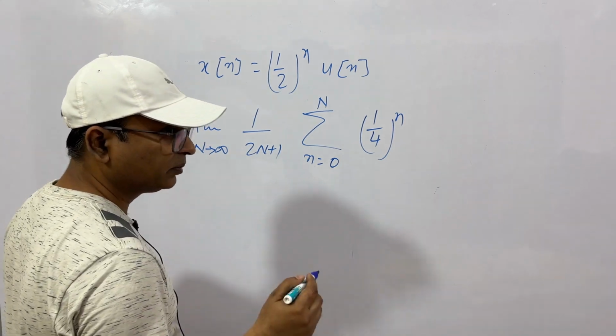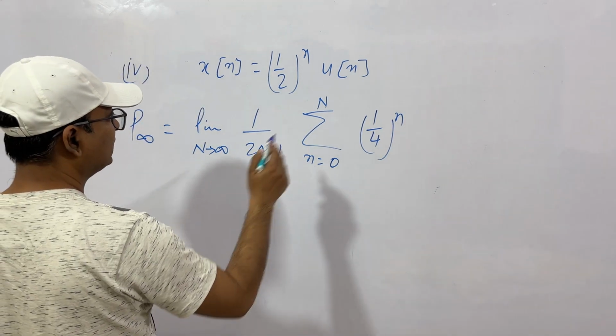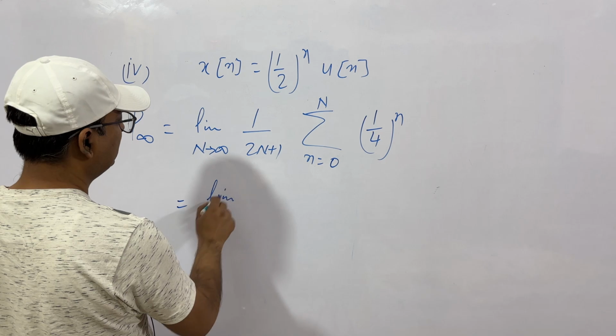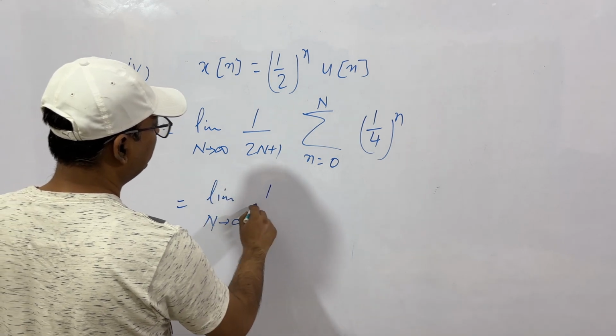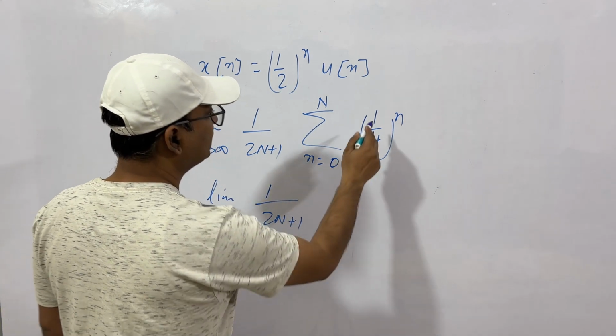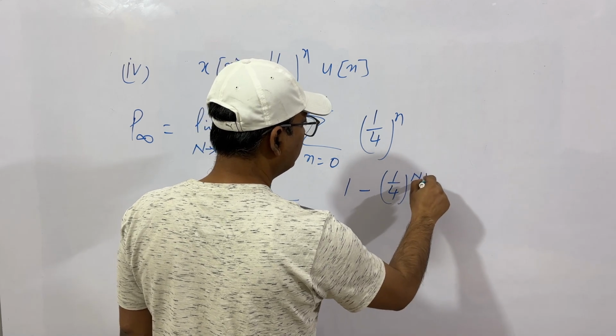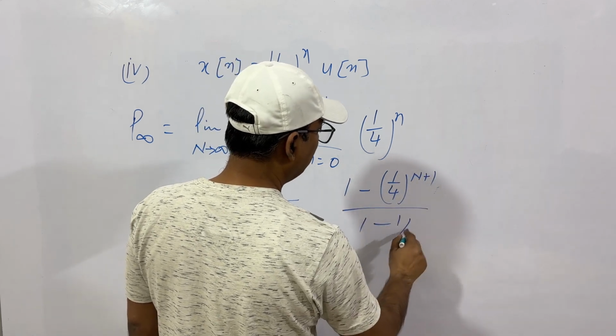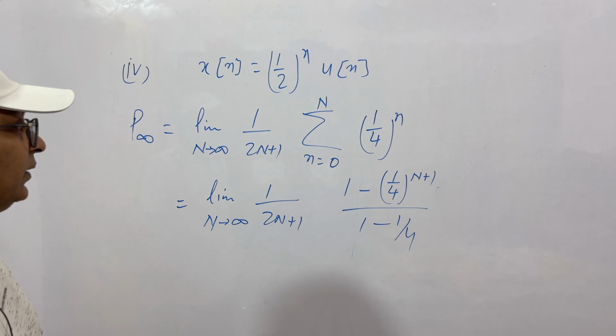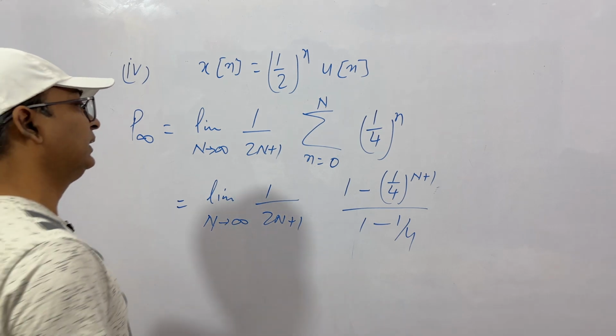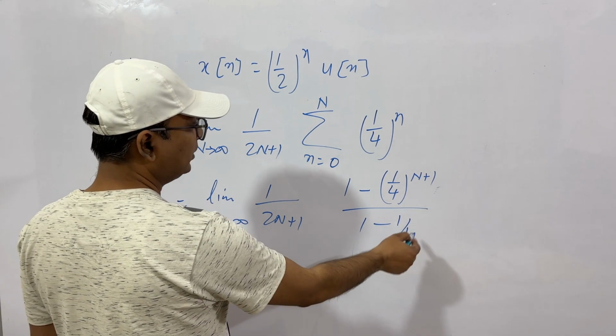You must have studied arithmetic progression, geometric progression, harmonic progression. So what do we get? We get limit n tending to infinity 1 by 2n plus 1 times (1 minus 1 by 4 to the power n plus 1) by (1 minus 1 by 4). This is the value. Now, this is 3 by 4.